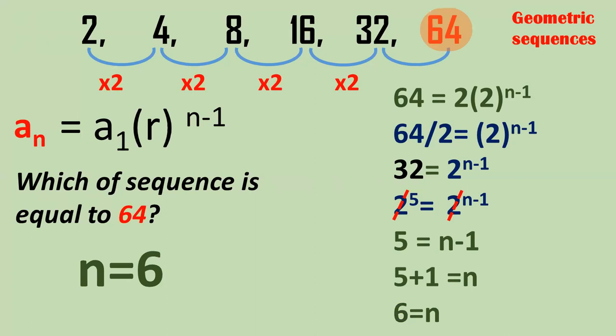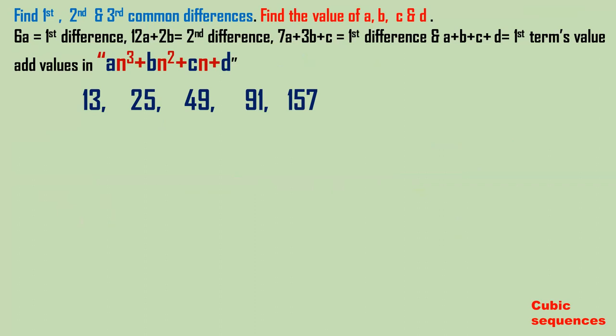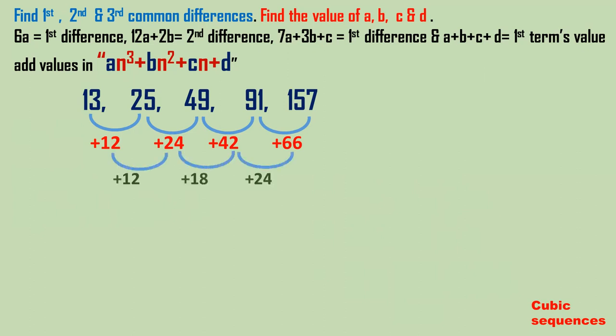We are going to proceed to the next, that is our cubic sequence. Now this cubic sequence is comparatively complex. Why? Because first we need to find the first common difference, and this is not common. So that way we need to proceed to the second difference, and that's also not common. And then we have to proceed to the third difference, and this third difference is a common difference. So that's why this formula will become complex here.